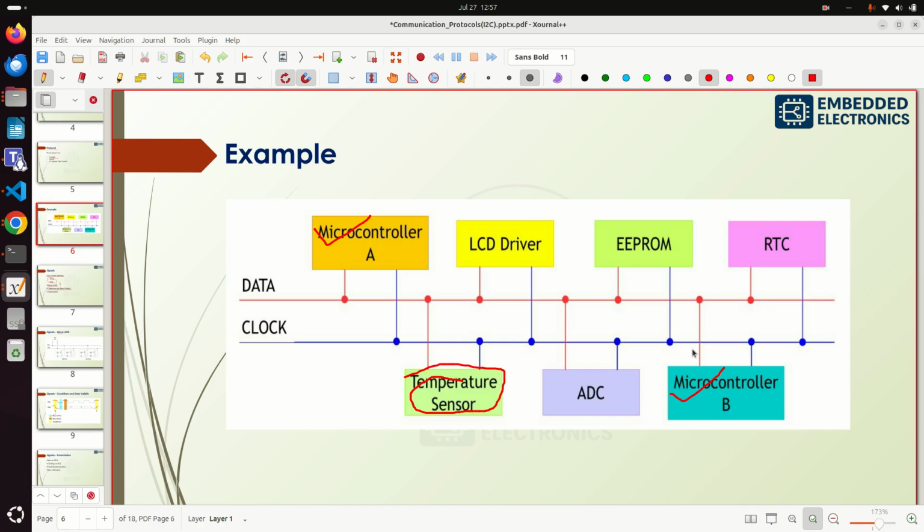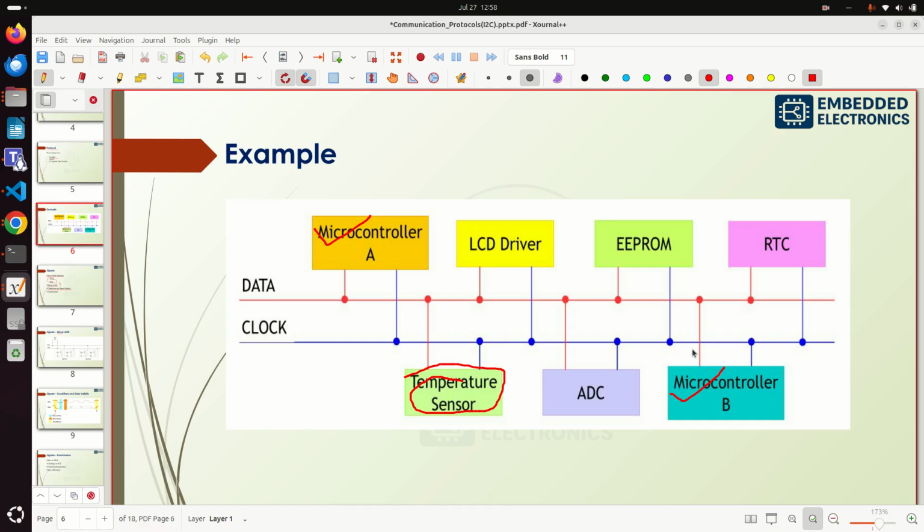So what microcontroller A does is, first it's going to transmit the start bit. So before transmitting the unique address, it will check whether the bus is idle or not. Then it will transmit the start bit. So how will it transmit the start bit? Clock line is high and the transition happens from high to low. That is nothing but the start condition.